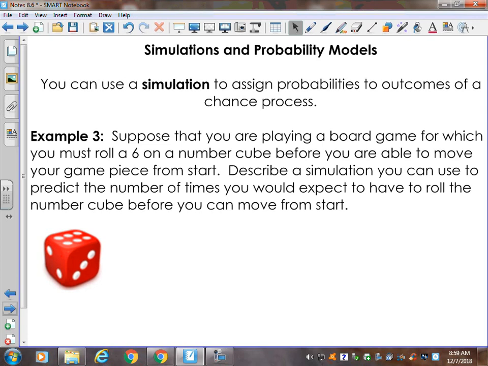Describe a simulation that you can use to predict the number of times that you expect to have to roll the number cube before you can move on. I can't physically sit here and roll these numbers. That's just not really feasible. I could do some other things that would kind of help this move along. For example, I could use a random number generator.